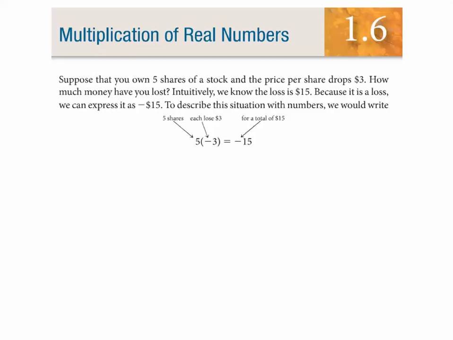Suppose you owe 5 shares of stock and the price per share drops by $3. So whenever you share stock, it's always per share. So technically you've lost $15, but how does that work out mathematically? Since you owed 5 shares of stock, that's the number of stocks you share. This is your loss of $3, so 5 times negative 3 should give you a negative 15, total of $15, but it's for a loss. So we want to make some rules for this.